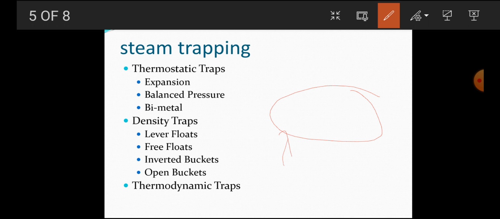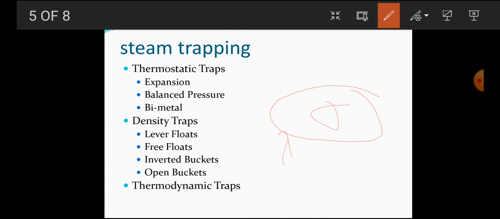Subsequently, control chamber steam above the disk condenses due to heat loss, enabling the valve to open. So with the help of the disk, it will control.